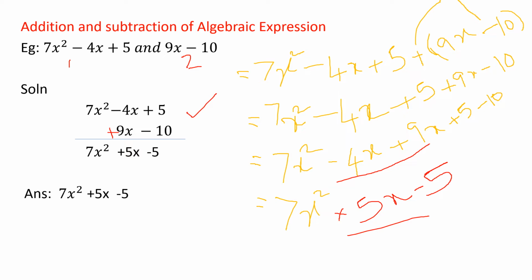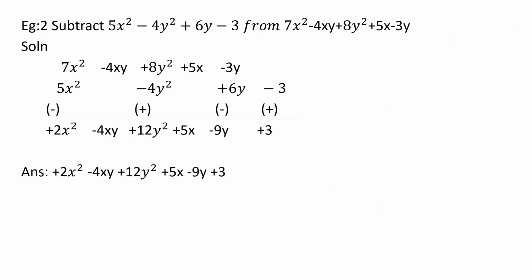How we are doing subtraction in an algebraic expression. So here subtract 5x square minus 4y square plus 6y minus 3 from 7x square minus 4xy plus 8y square plus 5x minus 3y. So look at here, children.